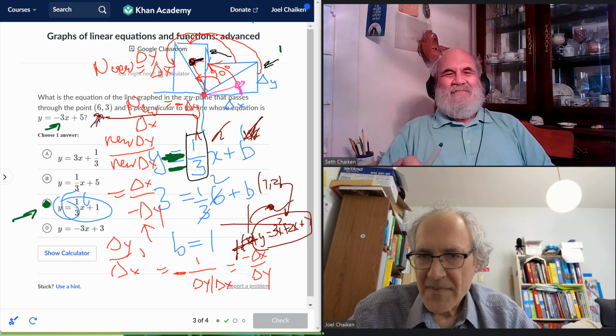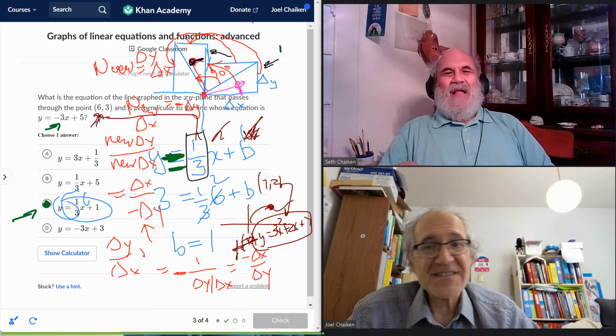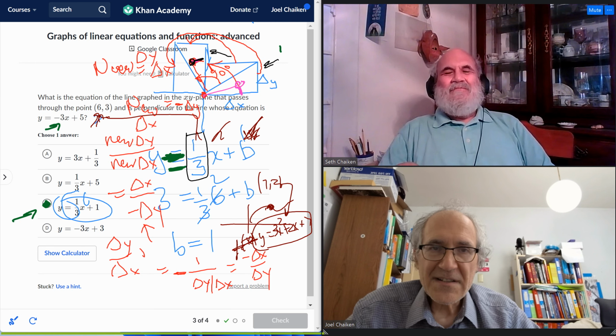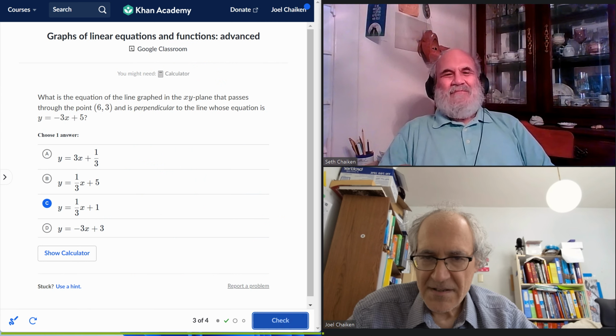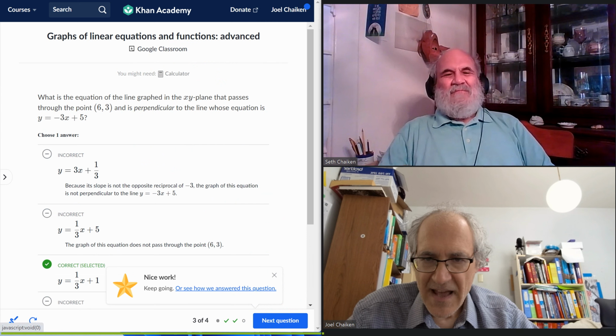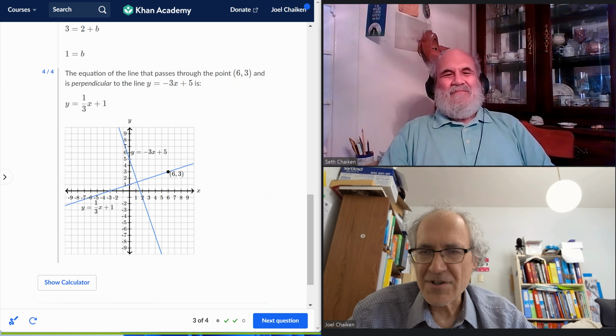So let's see what we did. We just immediately wrote the 1/3 because it was a negative reciprocal, and then we solved for b. So let's see how they do. I'm sure they did it in a very similar way. We are doing this answer correct, right? Okay, let's see how we answer the question.